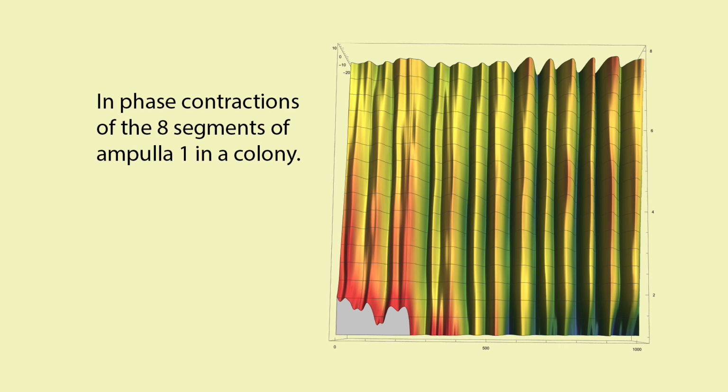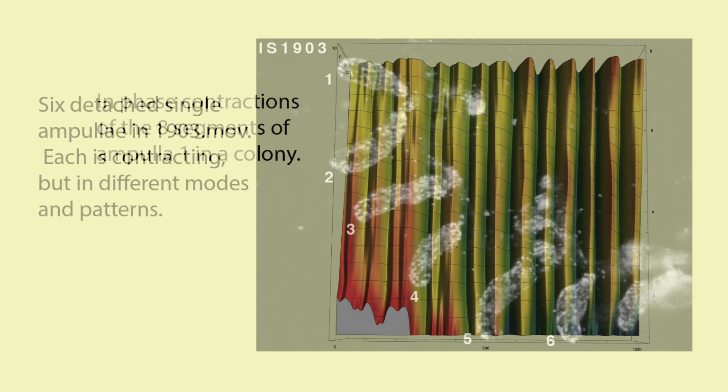This is the type of plot used in our previous discussion of contraction modes. There are some complications in the first 300 seconds, but then we have simple sine-like contractions with vertical crests. Thus, all segments of the ampulla are in phase.